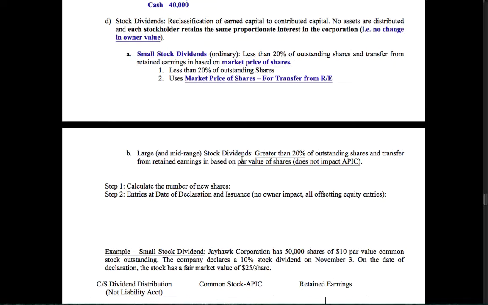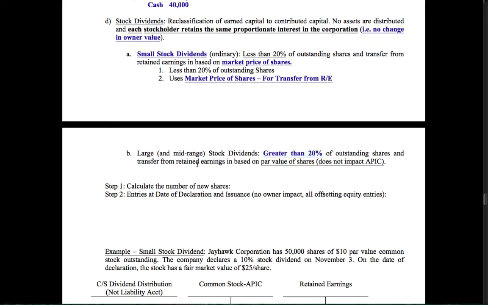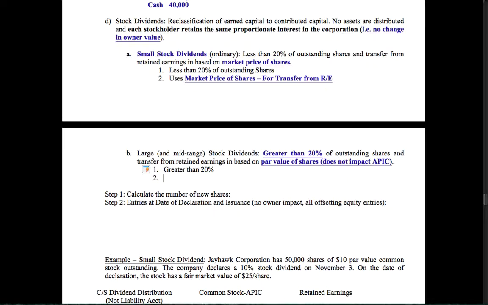Large stock dividends are those greater than 20% of the outstanding shares. When you do the transfer from retained earnings, you do so based on the par value of the shares, so you will not impact the additional paid-in capital account here. The key takeaways for large stock dividends are: one, greater than 20%, and two, par value transfer from retained earnings.